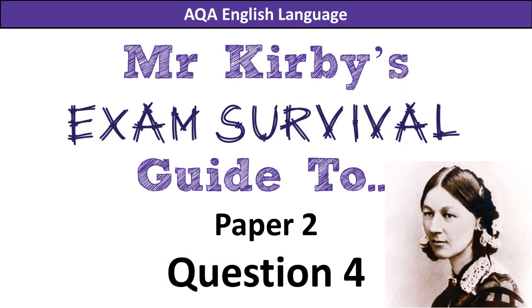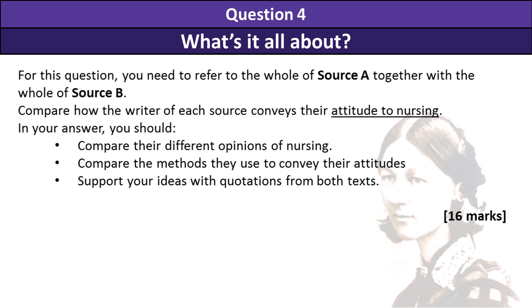Right, here we are, the big daddy, the end of our Language Paper 2 exam, section A, and this is, I think, the hardest question. It's the amalgamation of everything that you've been learning in your GCSE course, and it's worth 16 marks. So here it is, loads of words to scare you off, but really the big thing we're interested in is this line here. Compare how the writer of each source conveys their attitude to nursing.